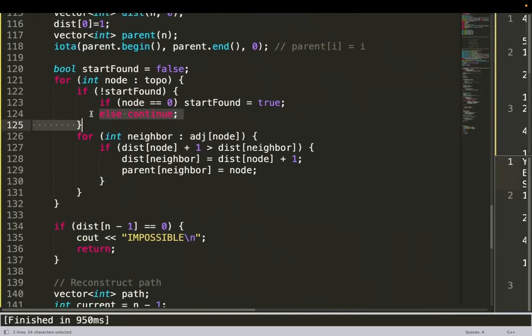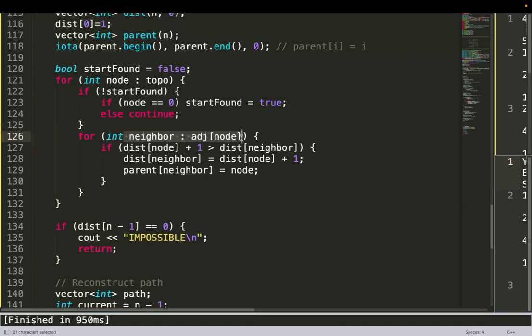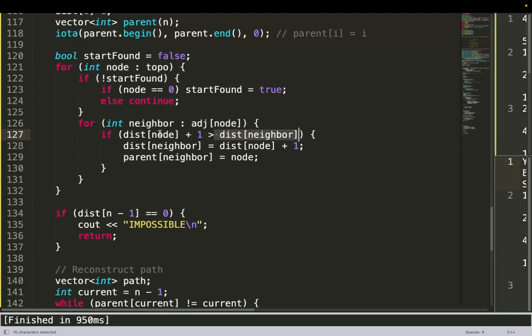Okay. If I have got 0, then going over all the adjacency nodes and a simple transition equation as we have discussed. If distance of node plus 1 is greater than the distance of neighbor, then I am marking the distance of neighbor as distance of node plus 1 and marking the parent of neighbor as node.